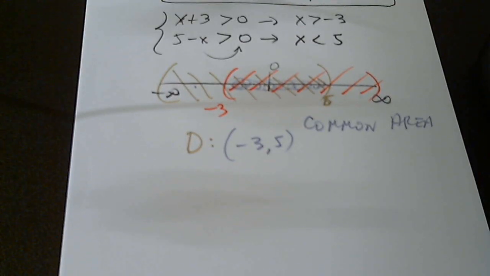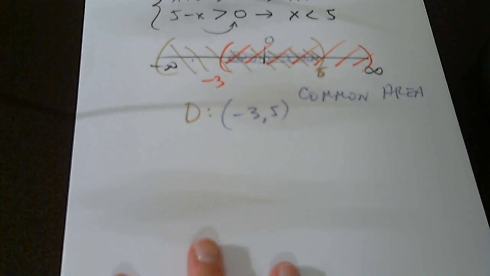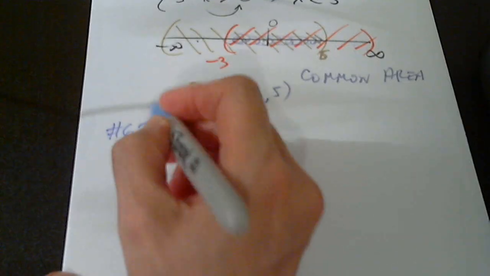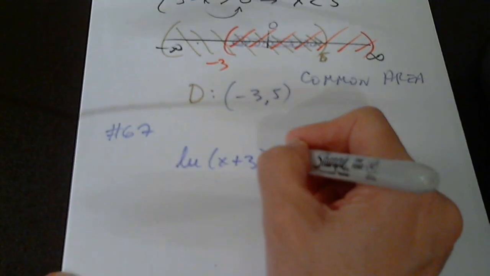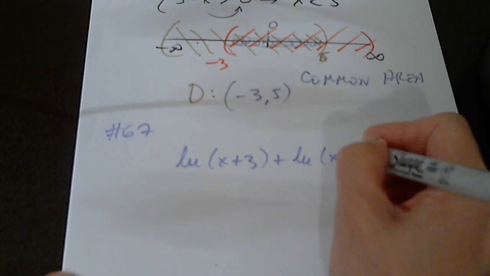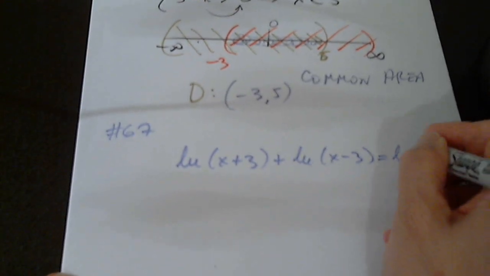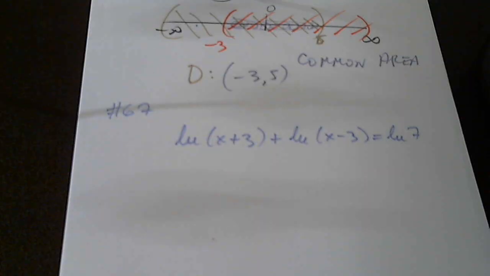Okay, what about from 61 to 68? Solve each logarithmic equation. Do we need to review that? Would you like to choose? We do 67? Excellent. That's exactly what I was going to say. Natural log of x plus 3 plus natural log of x minus 3 equals natural log 7. Perfect. Very good. I would have picked that if you didn't.